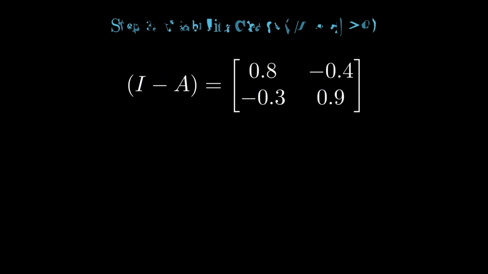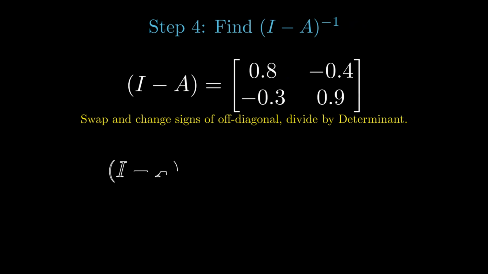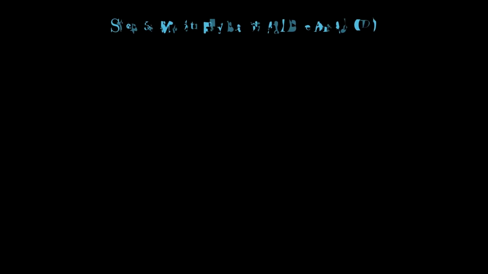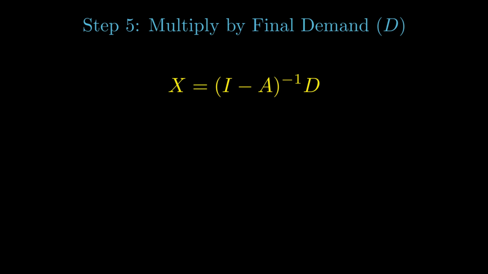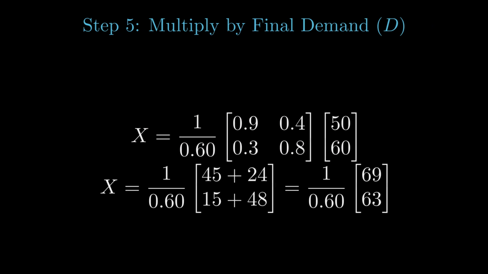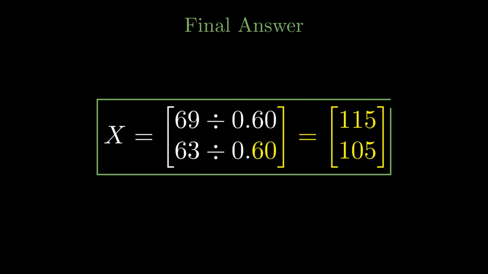Step 4. Find the inverse. To find the inverse of 2 by 2 order matrix, just swap the diagonal, flip the signs of off diagonals and divide it by the value of determinant. Step 5. Multiply your inverse by the D matrix. The final answer is, we need exactly 115 units of agriculture and 105 units of manufacturing to keep this economy perfectly balanced.